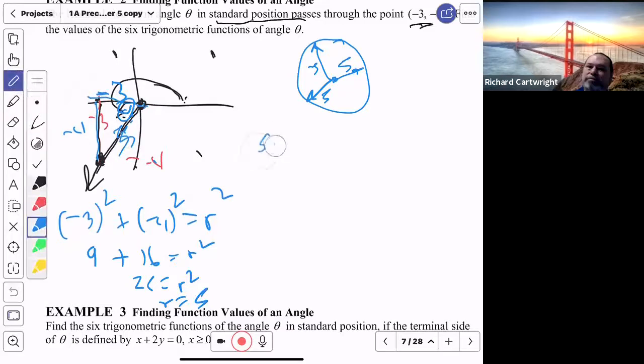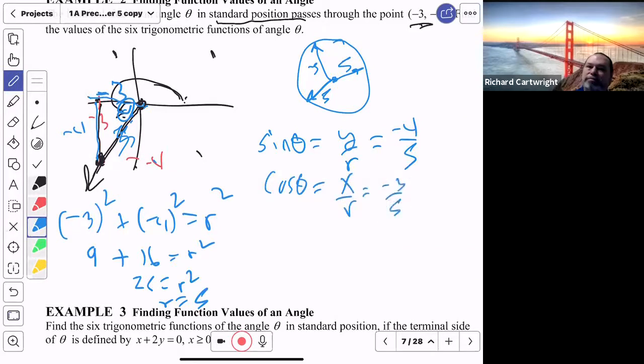Sine of theta is y over r, which is negative 4 over 5. Cosine of theta, x over r, is negative 3 over 5. Tangent of theta is y over x, which is negative 4 over negative 3. The negatives cancel out, 4/3.